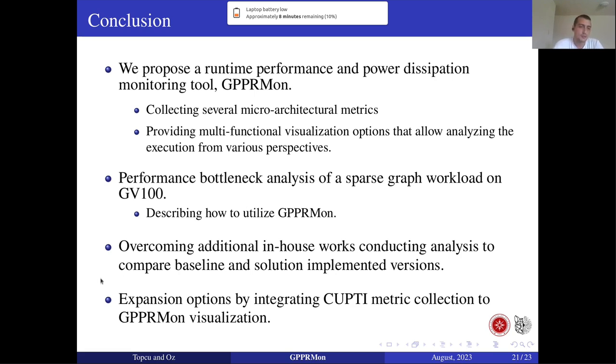And for the future, expansion of this work may be done by integrating CUPTI, which is the performance metric collection library of NVIDIA, and the collected metrics may be integrated with the GPPRMon visualization options as well.